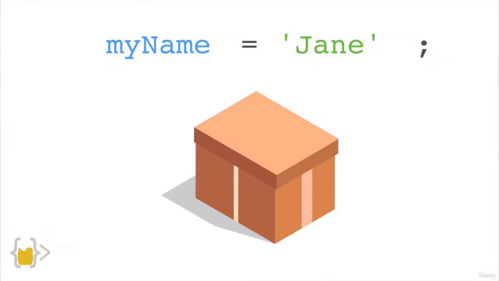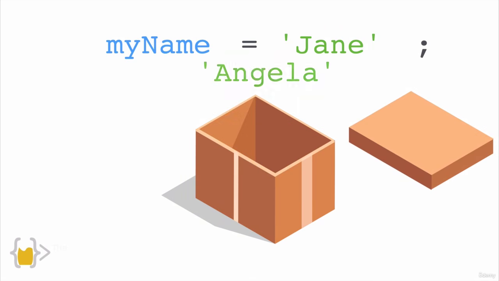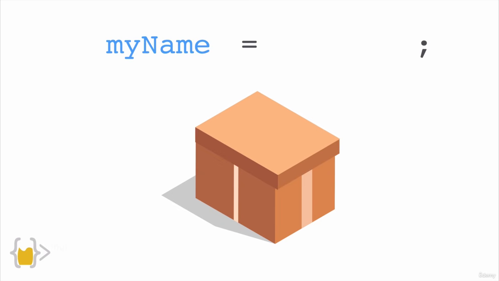So now, if at a later date, I decided that I didn't really want to have the same name anymore, or if I wanted to change the value that's stored in my variable, I can simply reassign it. So I can say now my name is equal to Jane. And what will happen is that we'll fetch that box that's labeled my name, we'll take out Angela from inside it, and we'll put the new value inside. So now my name is equal to Jane.